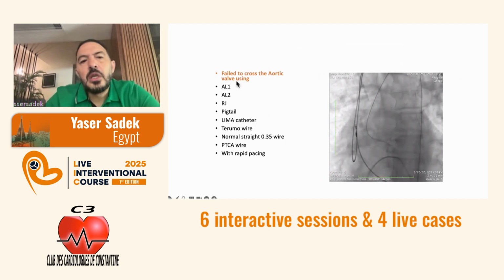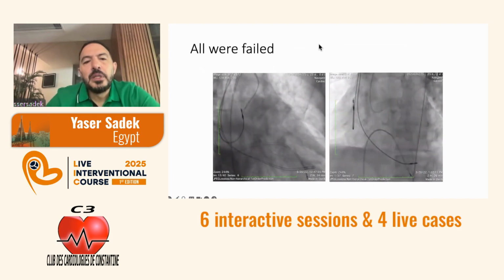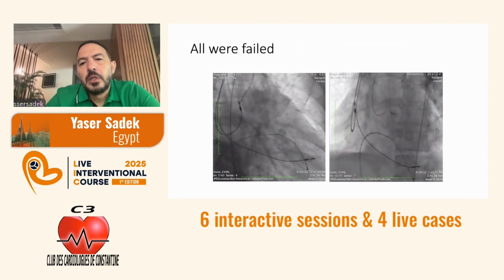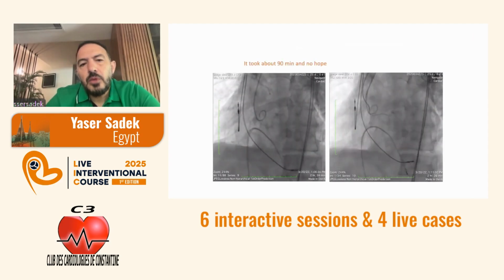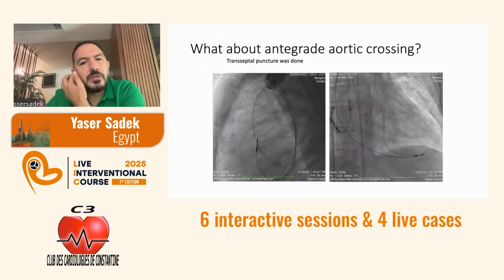As you can appreciate here, we tried AL1, AL2, right Judkins, pigtail, Lima catheter, Terumo wire, normal straight wire, BTC wire, with rapid pacing, without rapid pacing. I did everything to cross this valve, but all failed. So we did an injection to see where the opening is, and you can appreciate here it's not clear. After this injection I tried, but we spent about 90 minutes trying to cross this valve.